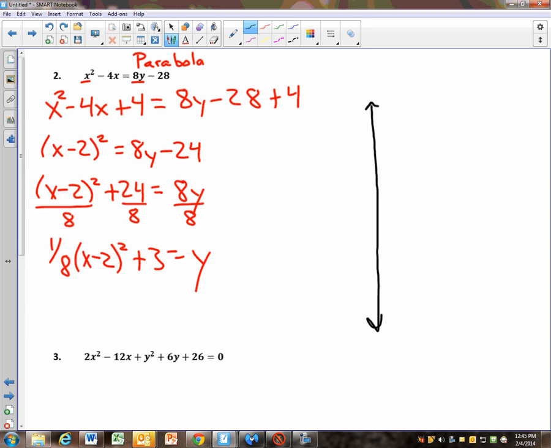You divide it by 8, but you still got to divide the 24 on the other side first. If you're dividing everything by 8, you have to divide the whole side by 8.